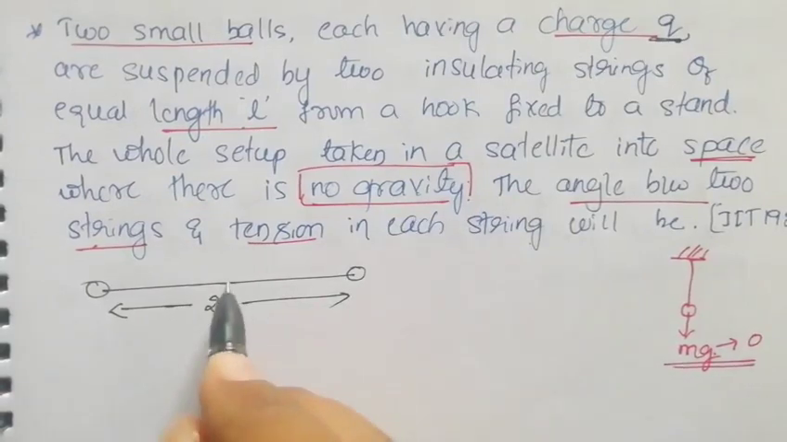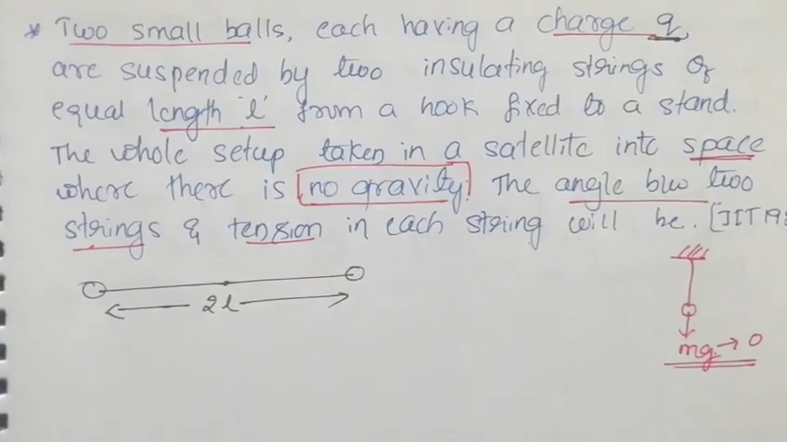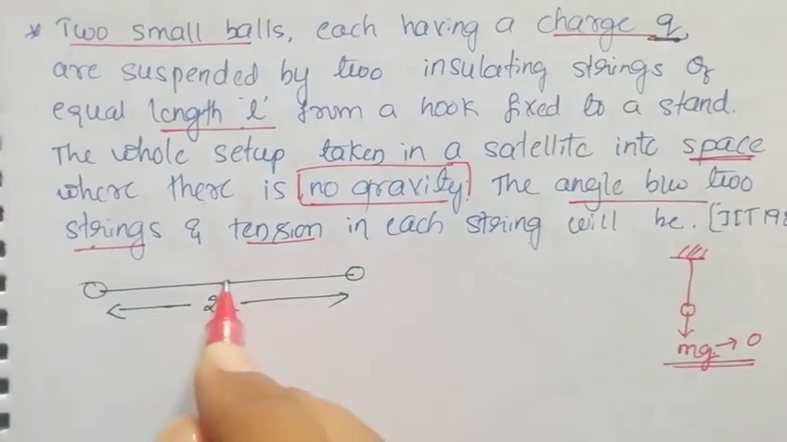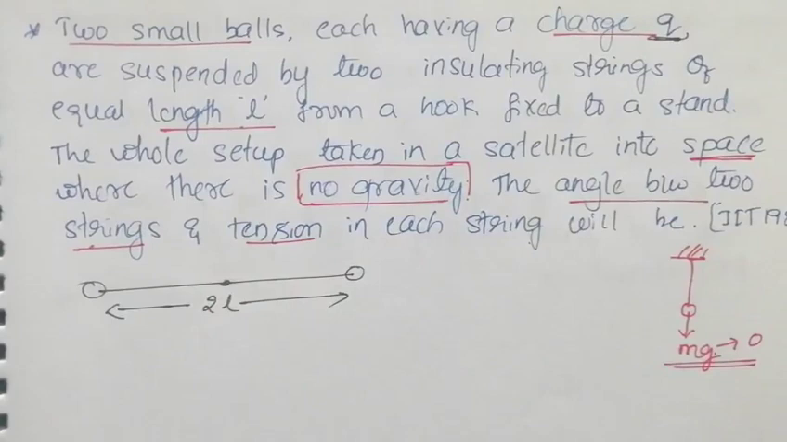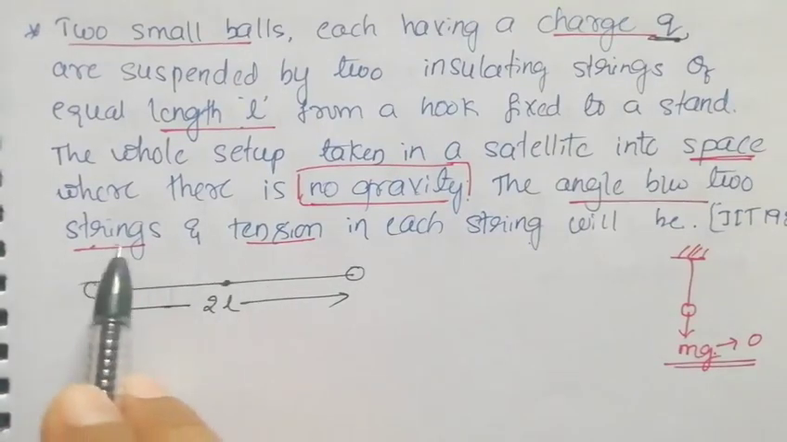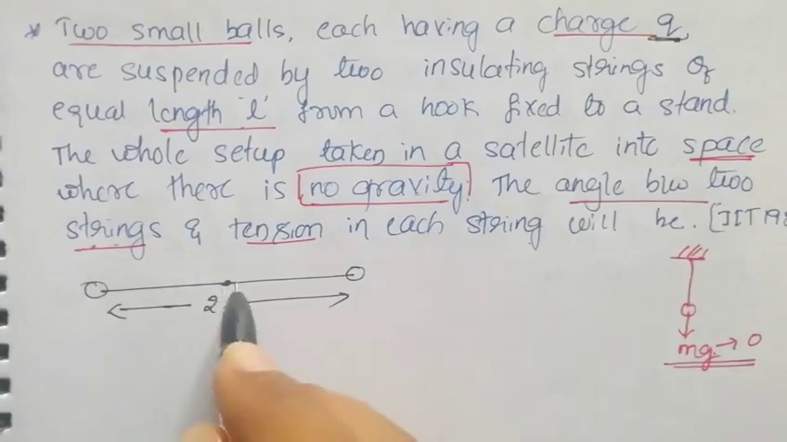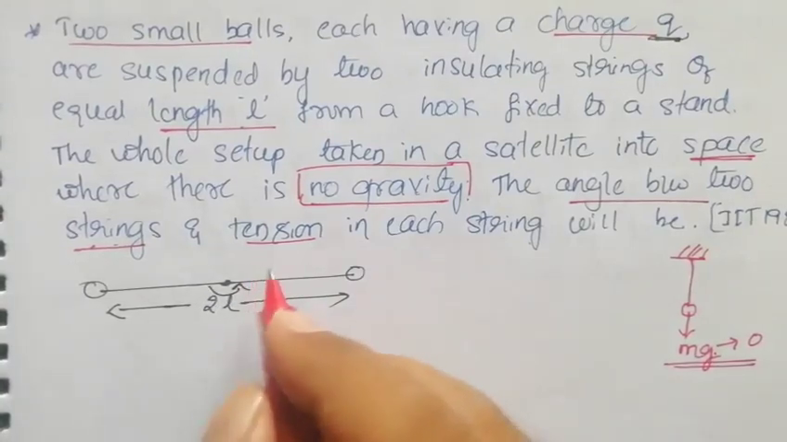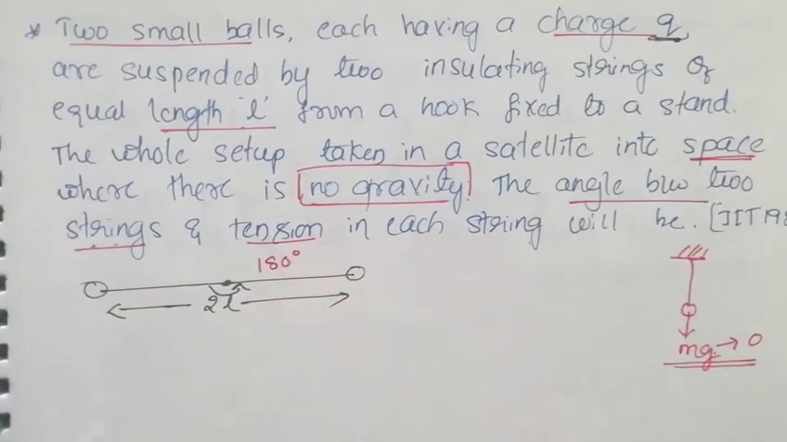Okay, there is a hook here. So total length becomes how much? 2L. So the hook is in the middle. Now we need to find the angle. So tell me, what is the angle between these two? This angle will be 180 degrees.